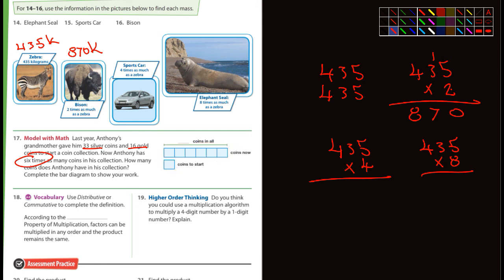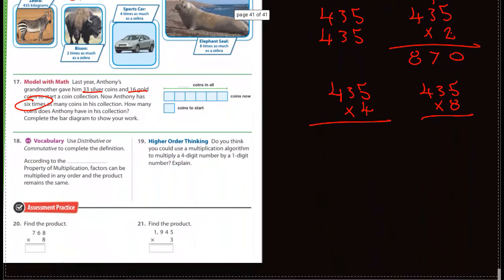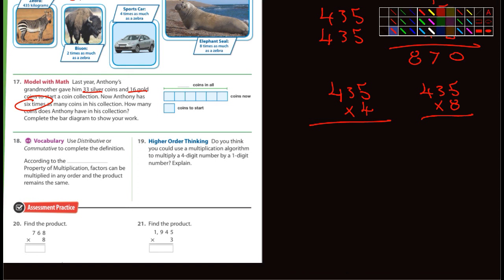18, use distributive or commutative properties to complete the definition. Just go back a section, I think, or two. You can do that. And what else? Find the product. Higher order thinking. Do you think you could use multiplication algorithm? Oh my gosh, there's a college word. Algorithm. That's another way of saying formula. I mean, this is an algorithm, 435 times 4. So don't get freaked out when you see these fancy words.